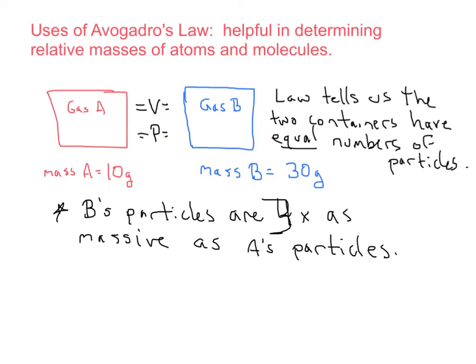3 times as massive as A's particles. And then if you know the exact mass of A, you could just triple it to get the mass of B. And this was very helpful in obtaining the atomic masses of the different elements on the periodic table, which they were working out around the time this law was proposed in the early 1800s, kind of what the average atomic masses are. Any gas you could vaporize, or any element you could vaporize, you could use a technique like this in order to obtain its relative mass.